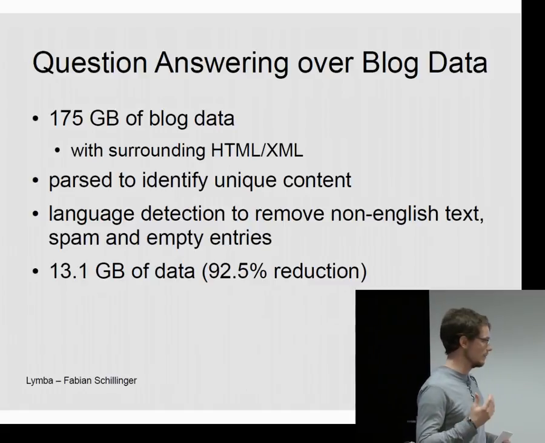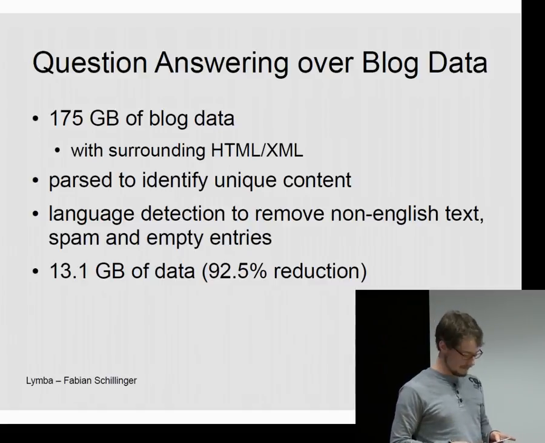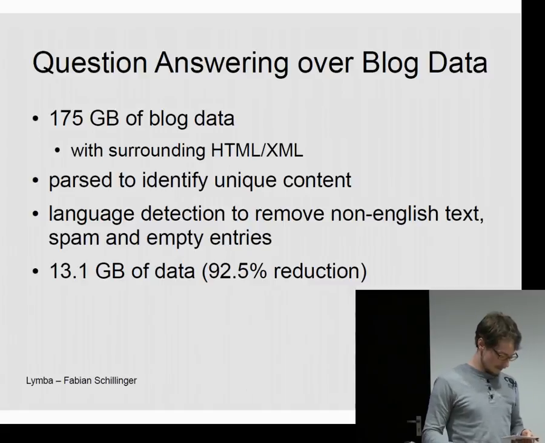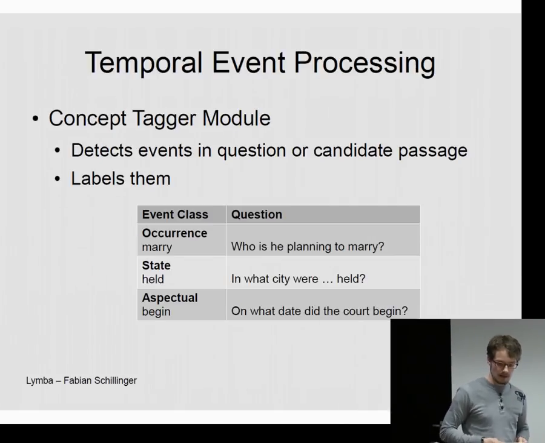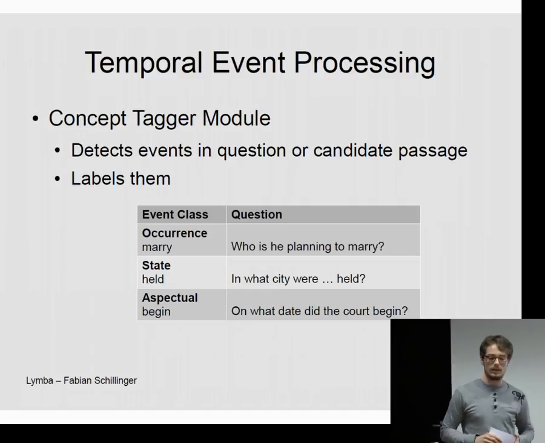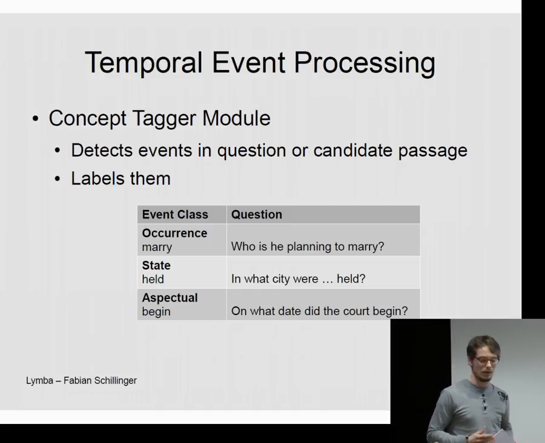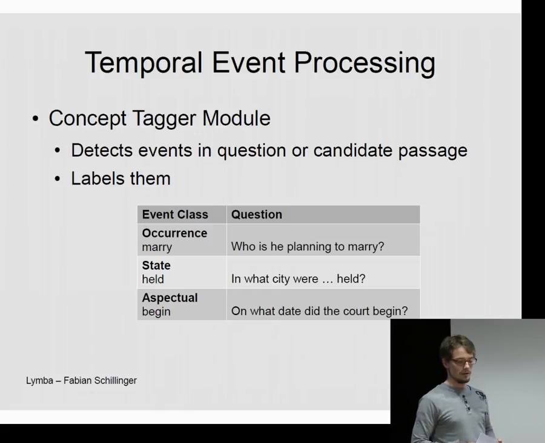took some time. The concept tagger module, which I mentioned earlier, is used to process temporal events. It detects events in questions or candidate passages and labels them. For example, the event class occurrence, marry, in the question who is he planning to marry, or state, held, in what city was something held, or aspectual, begin, in on what date did the court begin.